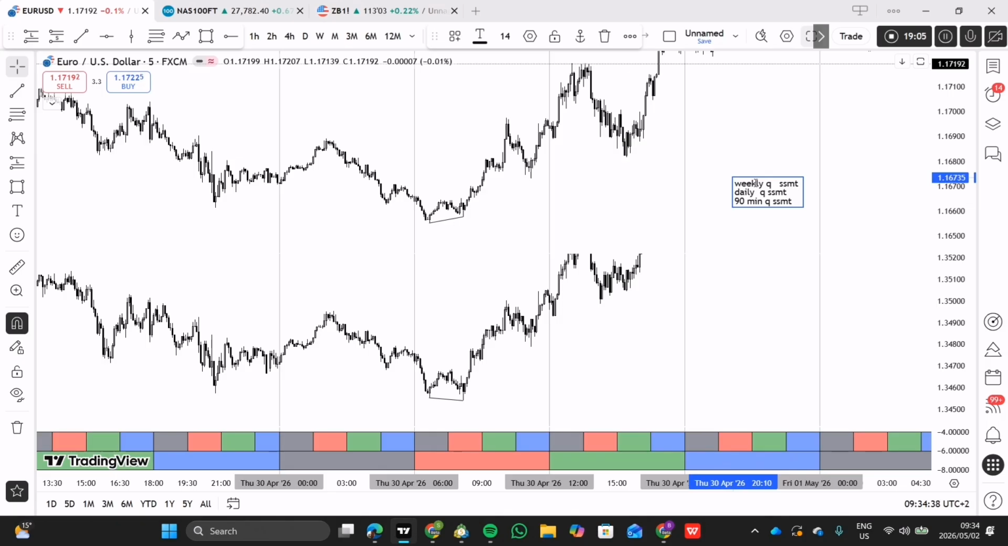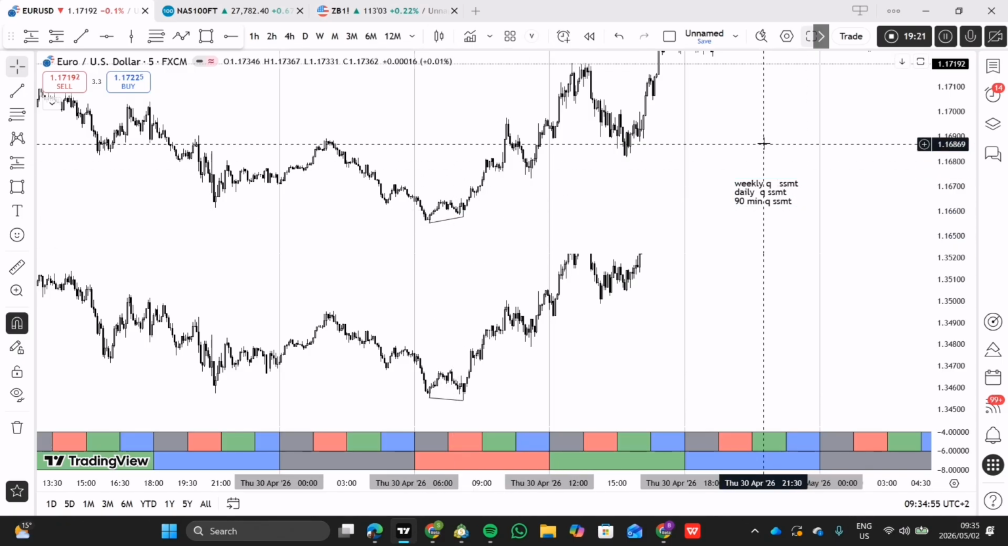But when you have a weekly sequential SMT, no daily quarter sequential SMT, then a 90-minute sequential SMT, you don't need to see a body closure. Okay, this is what I was trying to explain in this case over here. Okay, so I hope you took down some notes on that one over there.